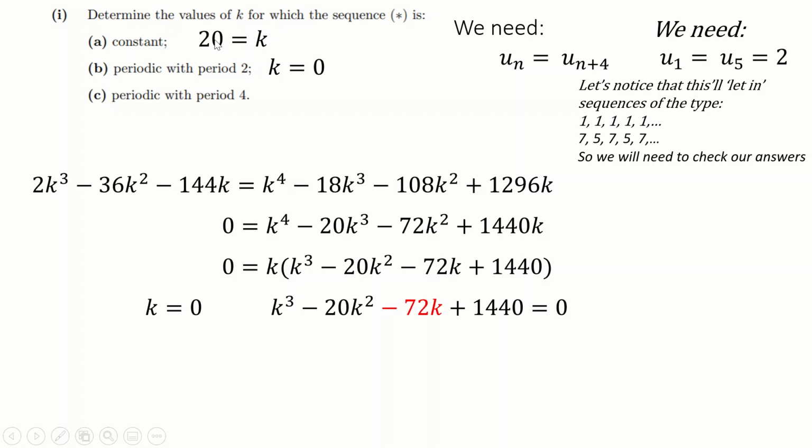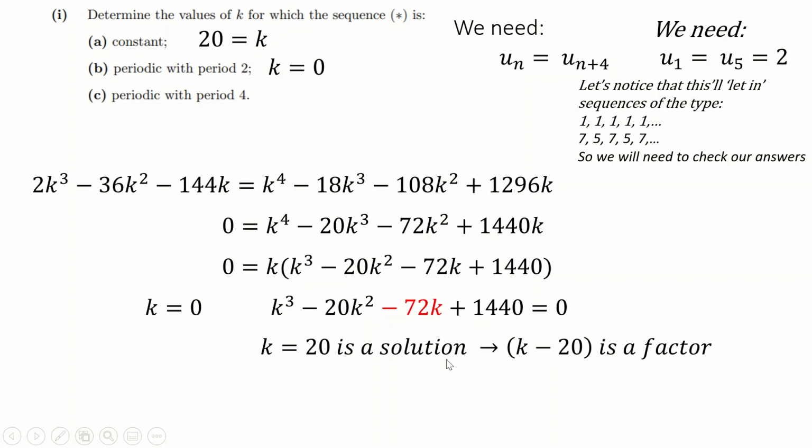So k of 20 gave me constant sequences, so k of 20 must be a solution to this as well. Because if it gives me constant sequences, it gives me period 4 sequences, because these are technically period 4. So k is 20 as a solution to this. And that's like when you do normal A-level maths, you learn to solve cubics by finding one solution and then reducing it down. So if k is 20 as a solution, that means k minus 20 is a factor, which means I can factorize this out to k minus 20 times something else.